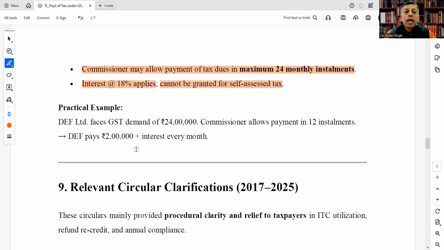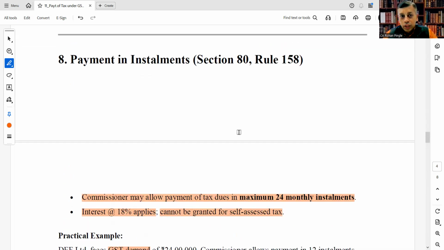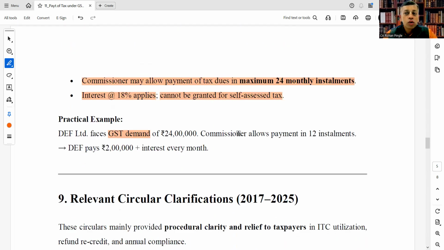Let's see a practical example. I already told you that if you are facing any issues, then only you will be able to use this provision, that is payment in installments, and that is also in the hands of the commissioner if he allows you. DF Limited faces a GST demand of rupees 24 lakhs. So the commissioner allows payment in 12 monthly installments. So DF pays rupees 2 lakhs plus interest every month at the rate of 18% per annum. That will be applicable per month, whatever it may be.